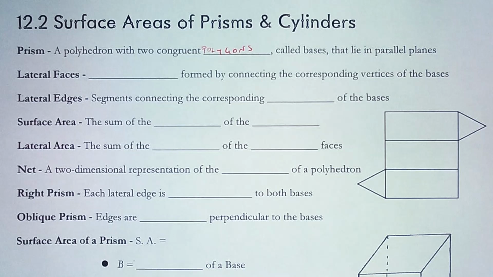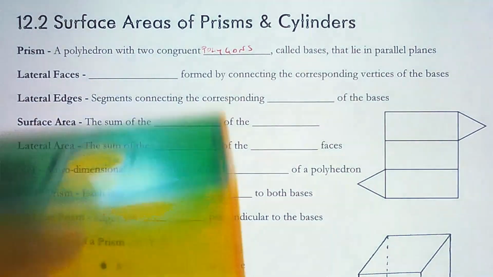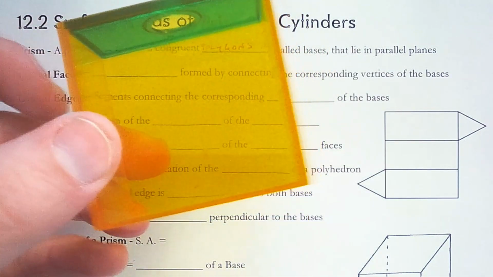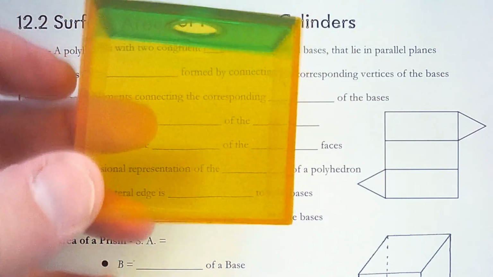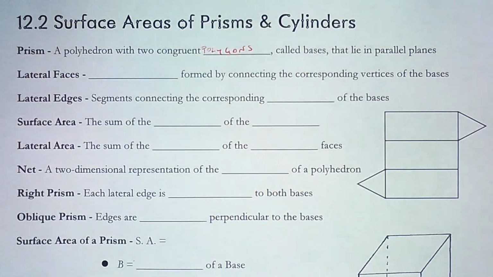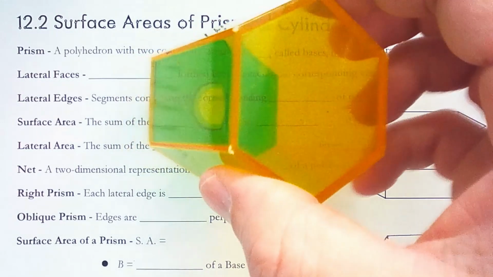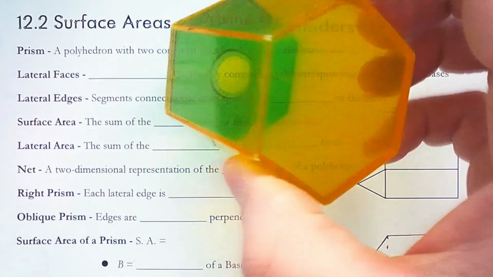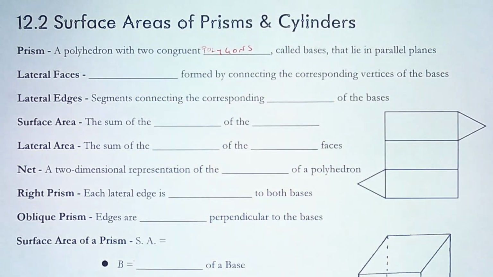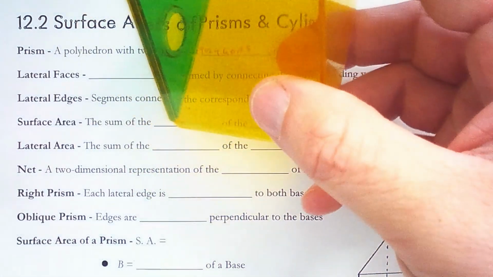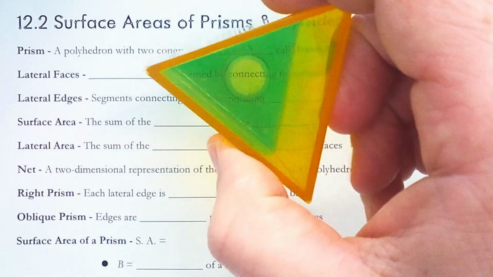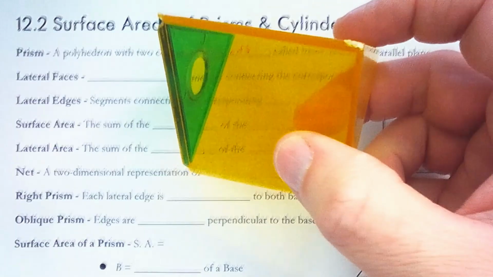So I'll show you a few examples of prisms. So here is one. It's got rectangles all around. This is a rectangular prism. Here is a prism with bases that are hexagons. This is a hexagonal prism. Here's one with bases that are triangles. This is a triangular prism.